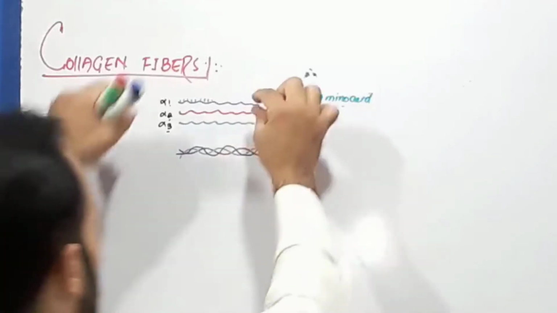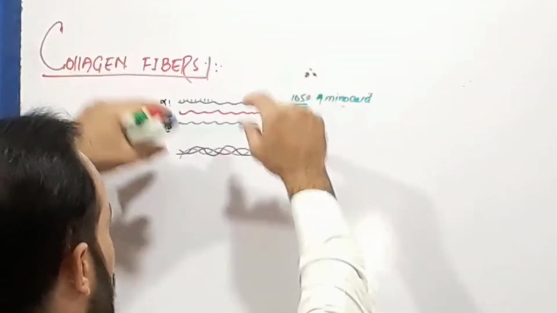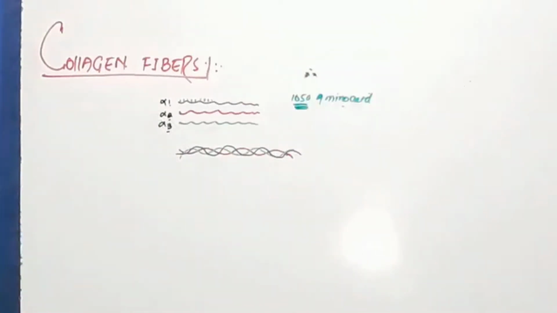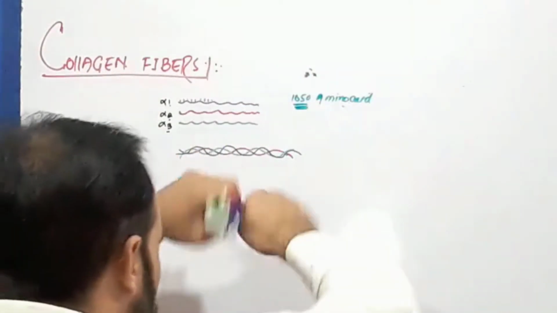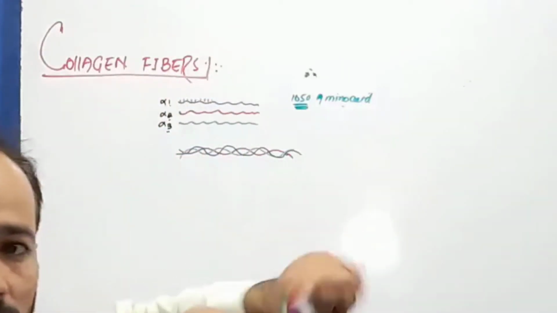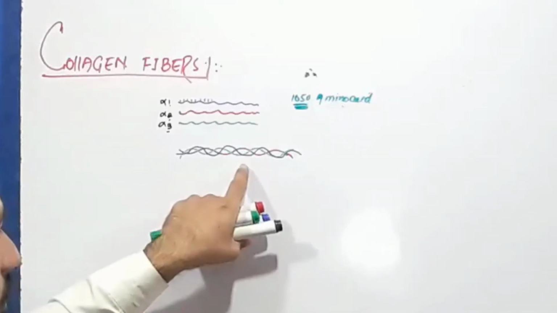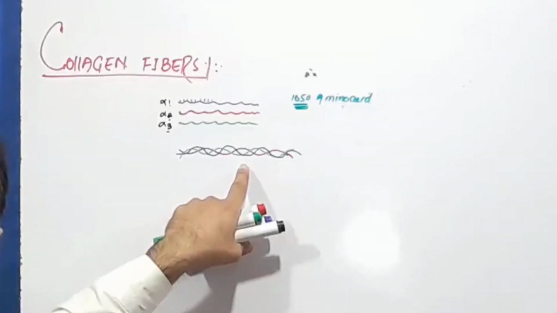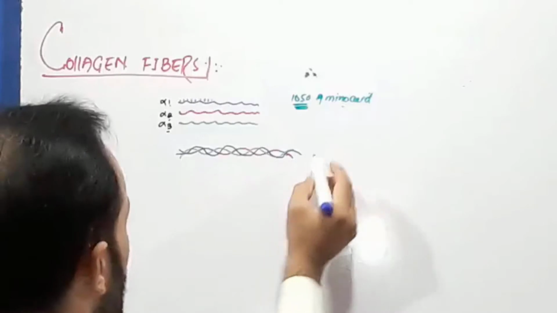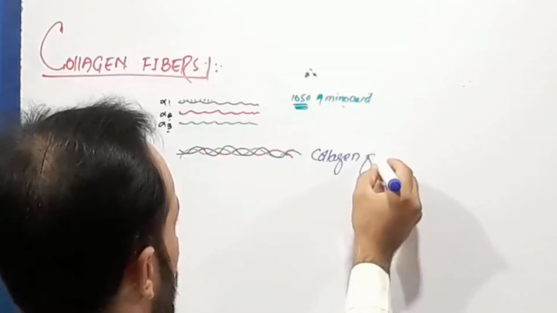Now if you take this alpha 1, it will have less strength as compared to this fiber, right? So this is a twisted fiber around each other. So these 3 alpha fibers are twisted around each other, and they give strength to the tissue, right? Now this is called collagen fiber.